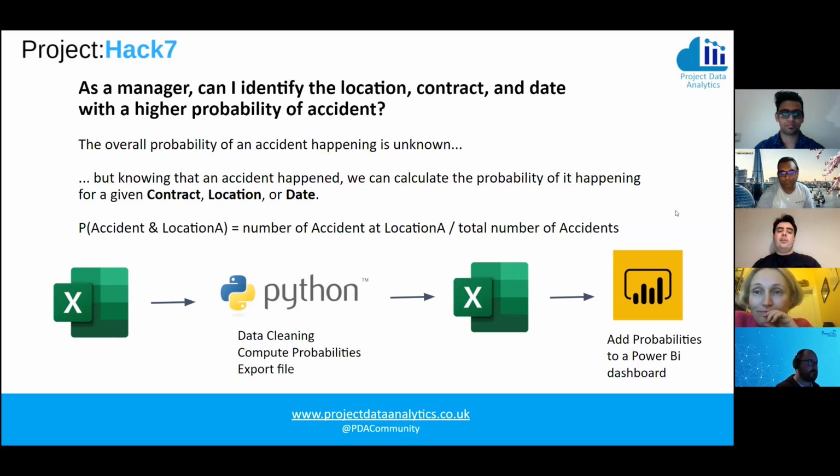And using this idea, we were able with Python to load the raw data, clean the data, for example, removing the duplicated entry, compute the probability, export the file in Excel, and then John was able to load this file and integrate it in an interactive dashboard in Power BI, which could allow managers to identify categories or combinations of categories that are more at risk of an accident happening.